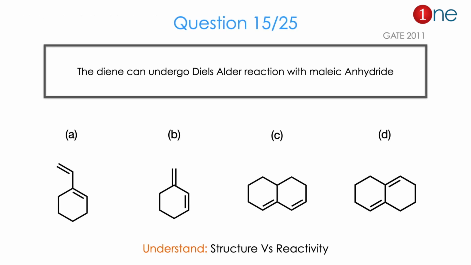Let us see the next question. The question is really about which diene can undergo a Diels-Alder reaction with maleic anhydride. They have given 4 different dienes. As we have seen, we have to find the reactivity among them. The diene can have an exocyclic double bond, or a side chain conjugation, or a different ring cis double bond, or a different ring trans double bond. So we have to find structure versus reactivity. The answer is A. Let us see how.